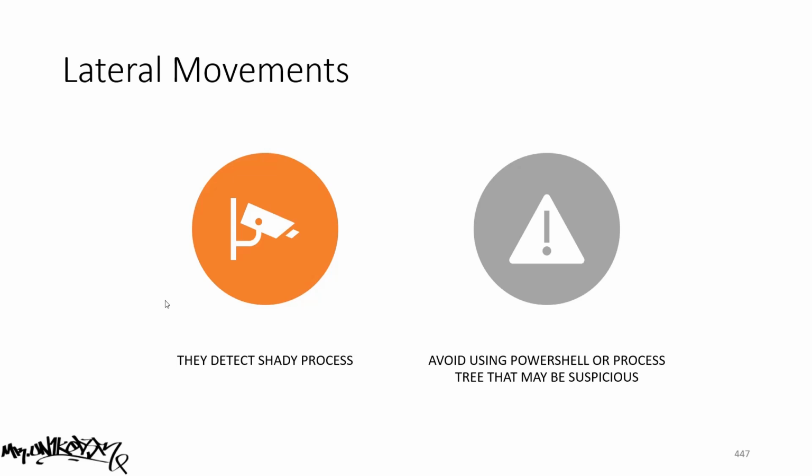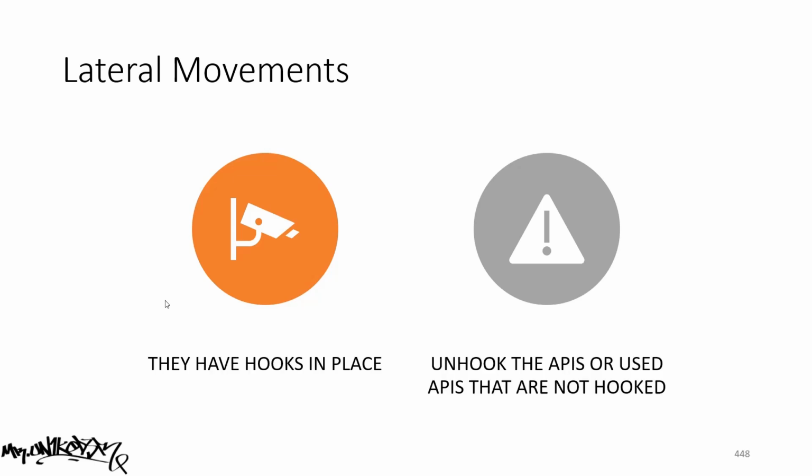To detect shady processes, avoid using PowerShell or process spawning that may be suspicious, like WinWord spawning cmd or PowerShell. This is usually where I'm going to rely on LOLBins or stuff like that to actually get code execution. If they have hooks in place, well, unhook the API or use APIs that are not hooked. I know that it sounds easy, but the reality is sometimes some of the functionality only has one way to be done at the kernel level, so you're going to end up having to unhook or just not use it.